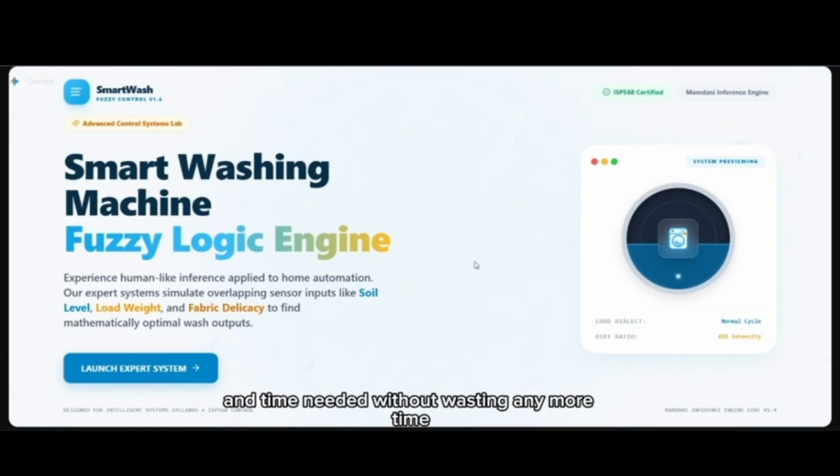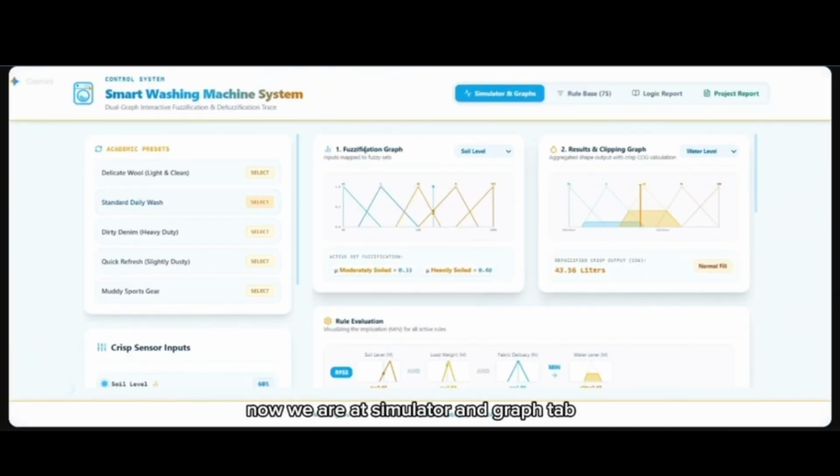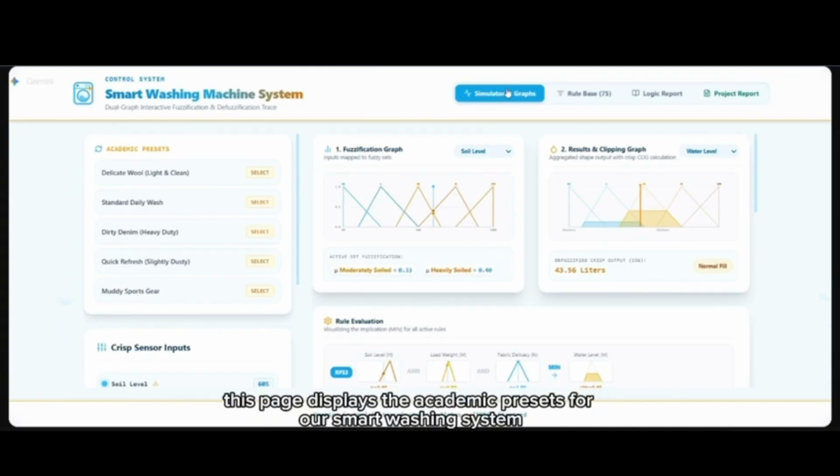Without wasting any more time, let's launch our expert system. Now we are at the Simulator and Graph tab. This page displays the academic presets for our smart washing system.